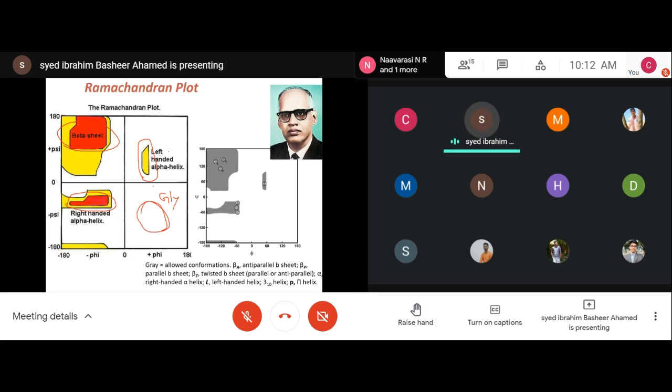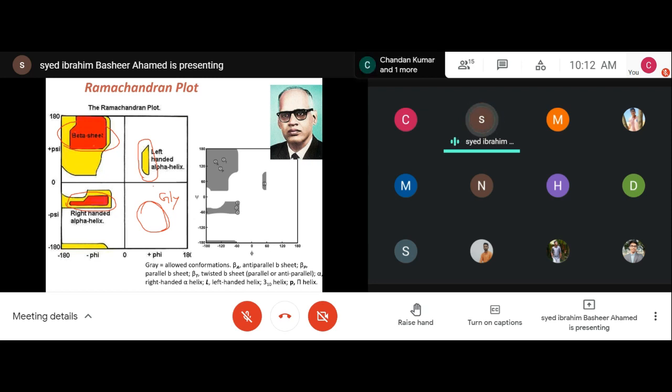That means you have modeled that amino acid in a different conformation, which means there is some steric clash in that model. So what you have to do is go to the model, correct the conformation, and validate again with the Ramachandran plot, until you get the phi-psi angles in the allowed region.